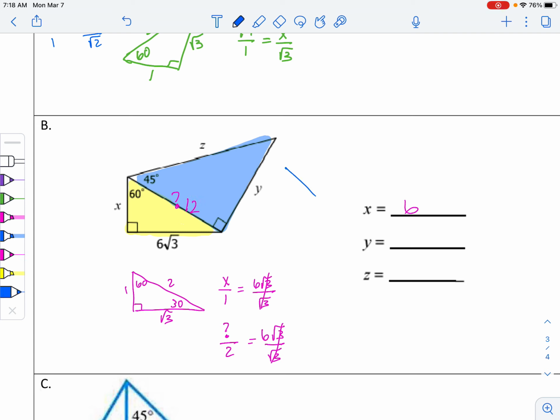Once I bounce over into the blue triangle again, we see that it is a 45, 45, 90. So my side lengths are the same, so that gives me y is 12. I have my ratio triangle of 1, 1, square root 2. So I can set this up as z over square root 2 equals 12 over 1. Cross multiply, z comes out to be 12 square root 2.